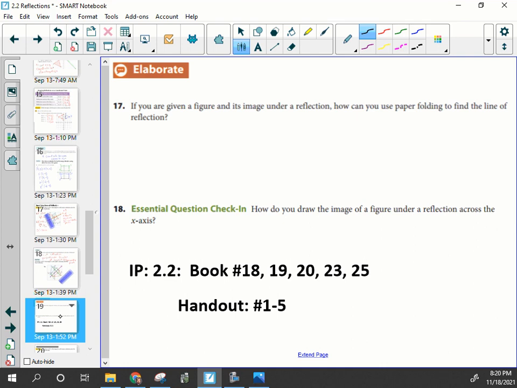How do you draw the image of a figure under reflection across the x-axis, as we talked about? Your homework assignment is from the handout I gave you last time in class. You should do numbers 1 through 5 on the first page. Follow the directions on the paper. On the back side, problems 18, 19, 20, 23, and 25 all come from the book, and you can get those in the book.